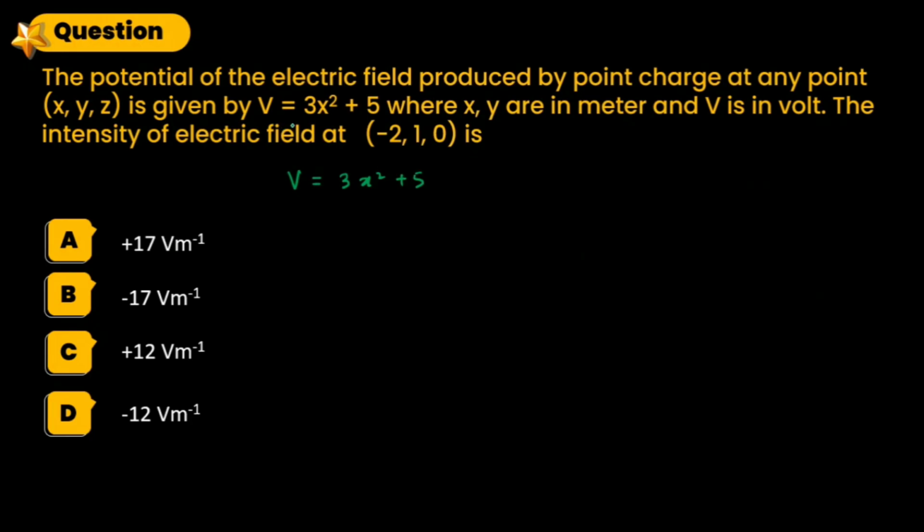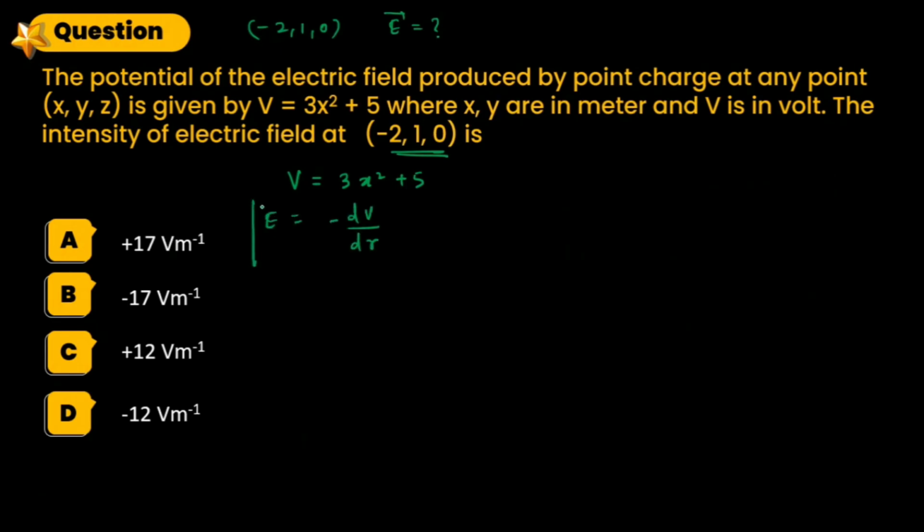The question is, what is the electric field at the given point? We have to find the electric field at this point. But at what point? At (-2, 1, 0). Now, the difficult or tough part: electric field is given by the negative of dV over dr, right?